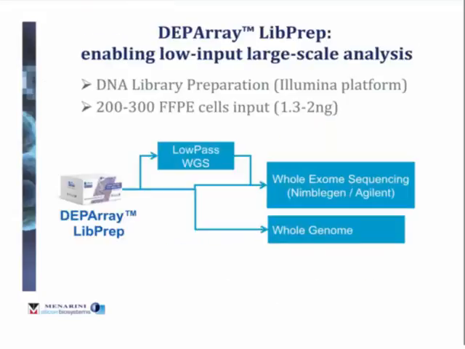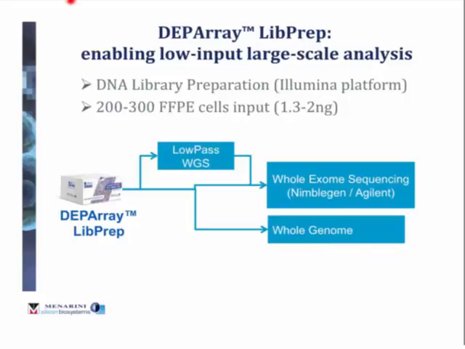So all in all, this is for focal and targeted sequencing, but we also offer DEPArray LibPrep to enable large-scale analysis. And this is, of course, for the Illumina platform. And again, this library prep kit has been designed for minute amounts of input, 200, 300 FFPE cells, so 1 to 2 nanograms, and enables low-pass whole genome sequencing, whole exome sequencing, or even whole genome sequencing.